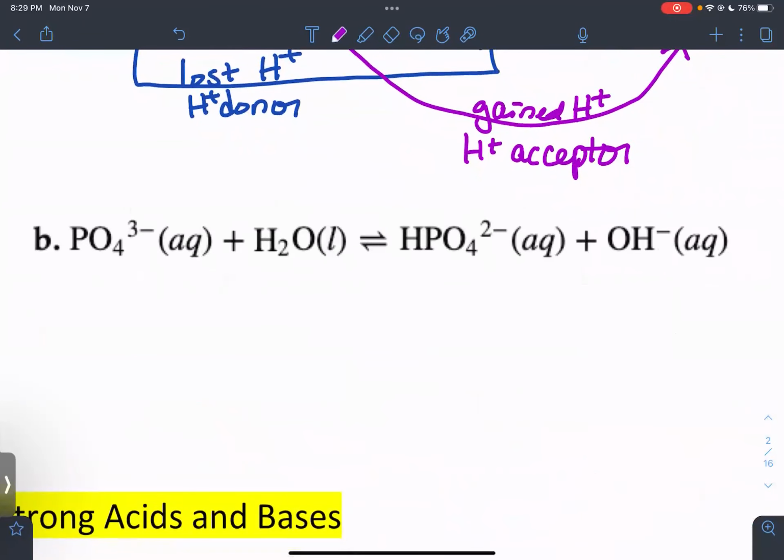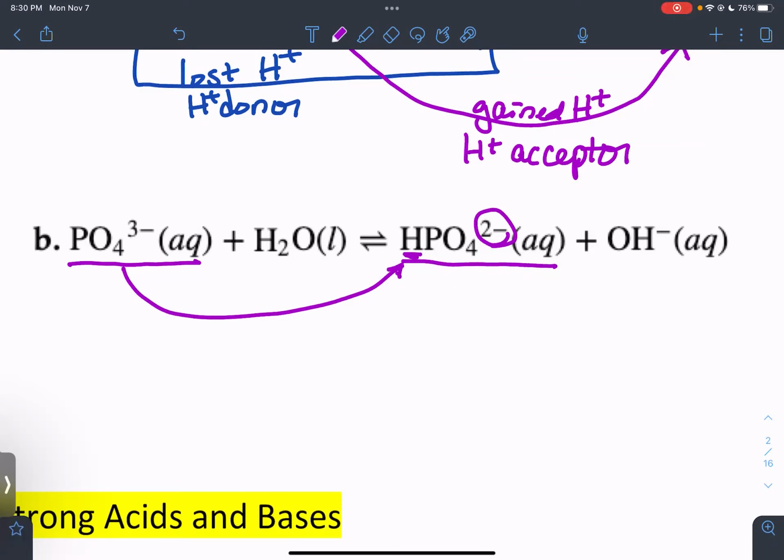Here's another one. PO4 3 minus. So I'm going to go on the other side and ask, what looks as similar as possible to that? And that's my HPO4 2 minus. So I'm going to draw a little arrow and ask, what is happening here? I start out with PO4 3 minus. I've gained a hydrogen and I've lost a negative charge. Another way to say losing a negative charge is gaining a positive.